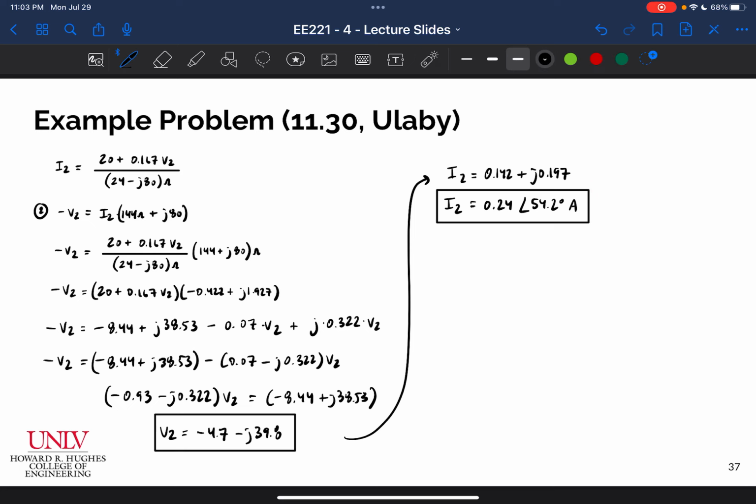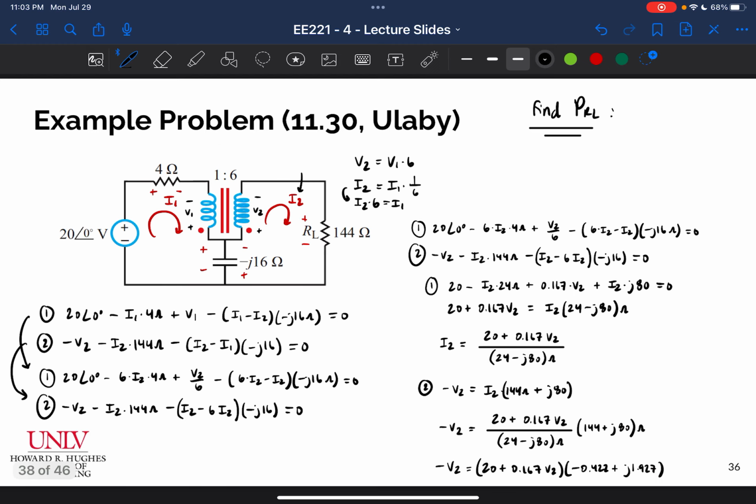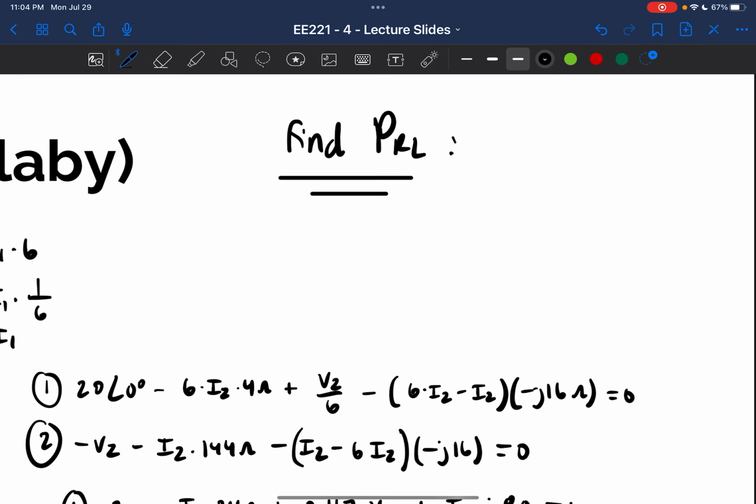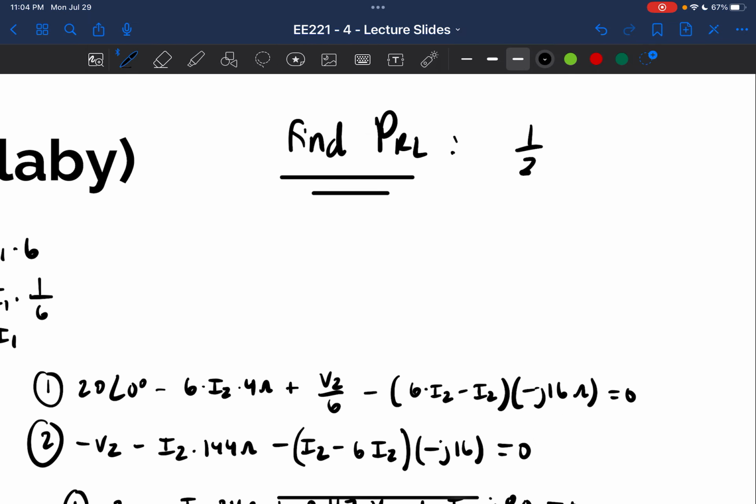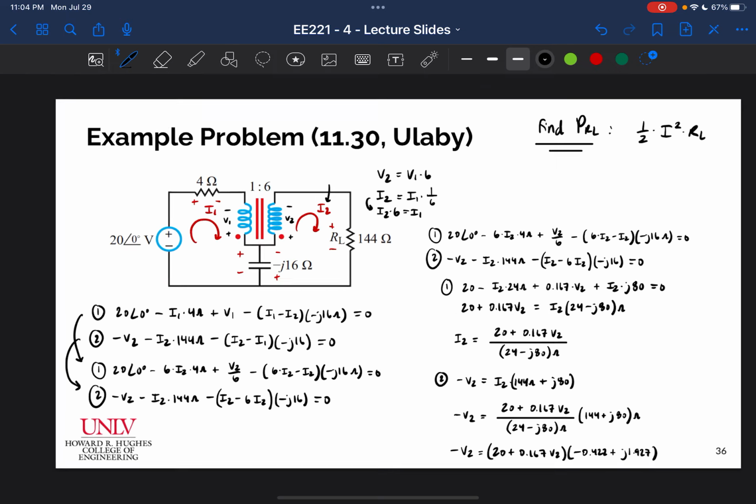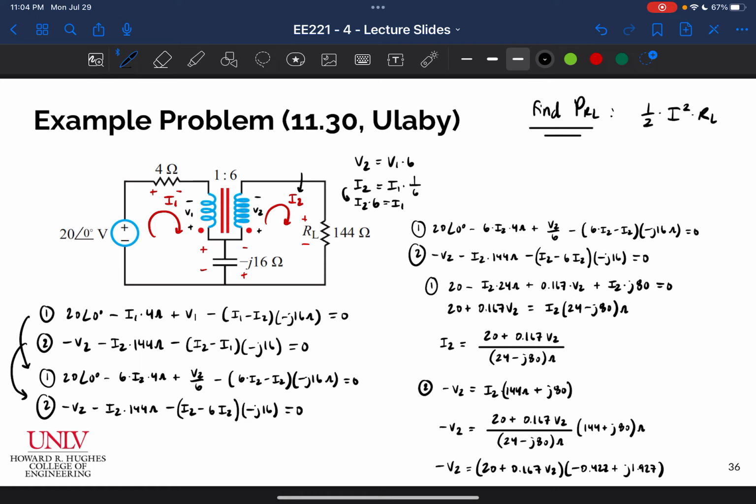And so then the final part of the problem basically tells us to determine the power delivered, or they don't specify whether it's average power or not. I'm going to assume that it's average power. So all we have to do in that case is 1/2 times the magnitude of I squared, multiplied by RL.